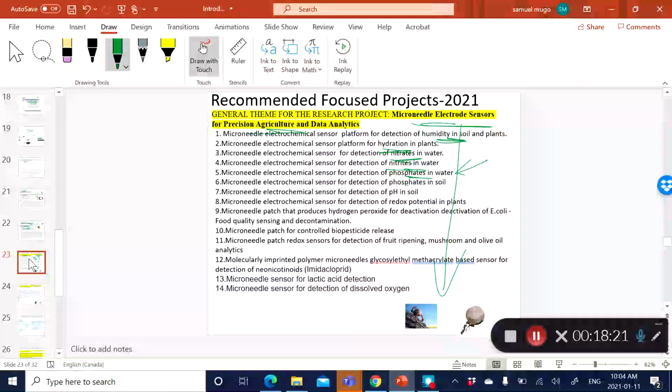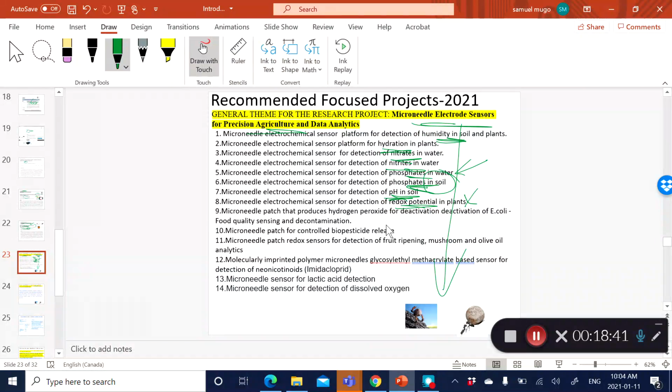Maybe another person can work on phosphates also, but in this case, detecting them in soil, rather than in water. Maybe another person can work in detection of pH, and so forth. Maybe even somebody else can work on detection of redox potential.